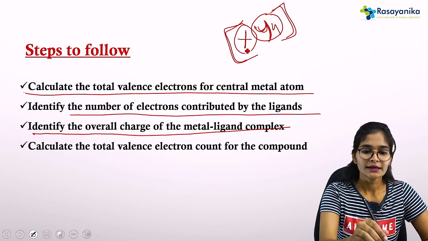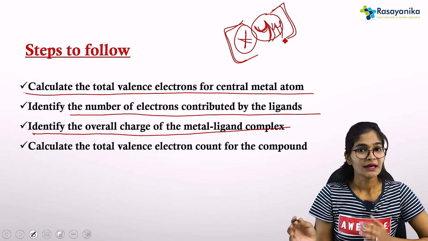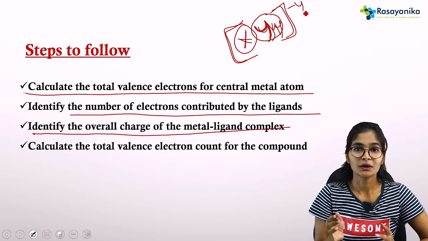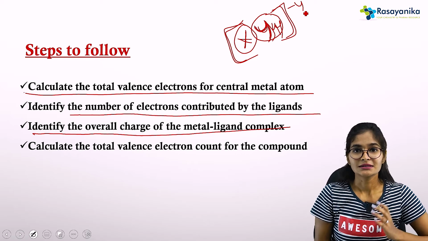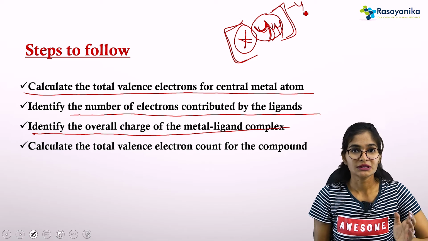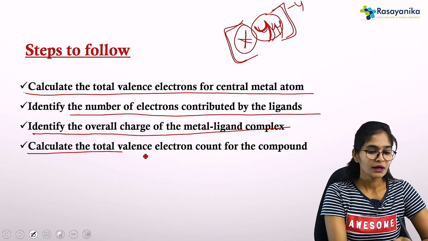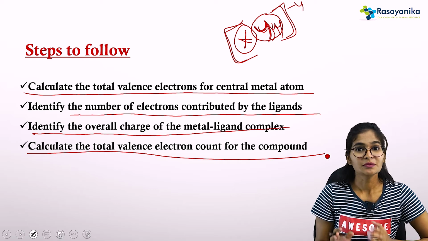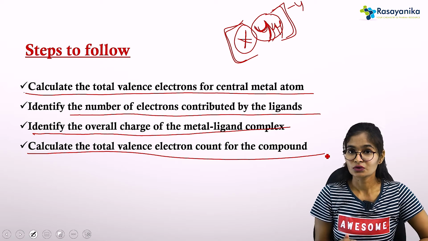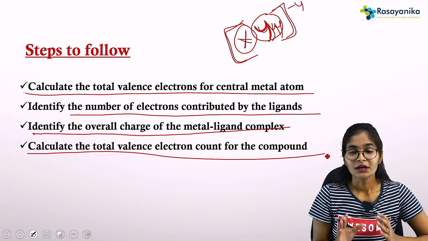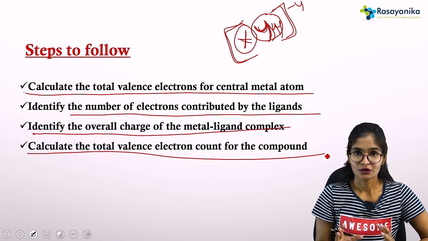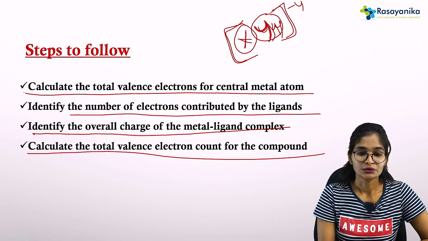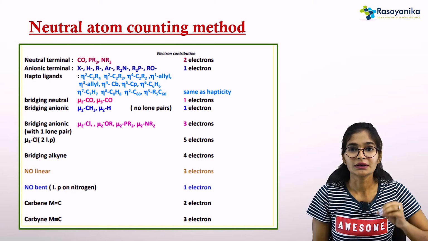Now if the XY4 type of complex has a charge, like minus 1, 2, 3 and so on, then you have to calculate accordingly, whether it is positive or negative. Then calculate the total valence electron count of each compound, and it must be equal to 18. So you are applying the 18 electron rule to check the stability of the molecule, and you have to concentrate on the count of 18. These are the steps to follow when approaching the 18 electron rule. Now coming to the key table I have shown here.